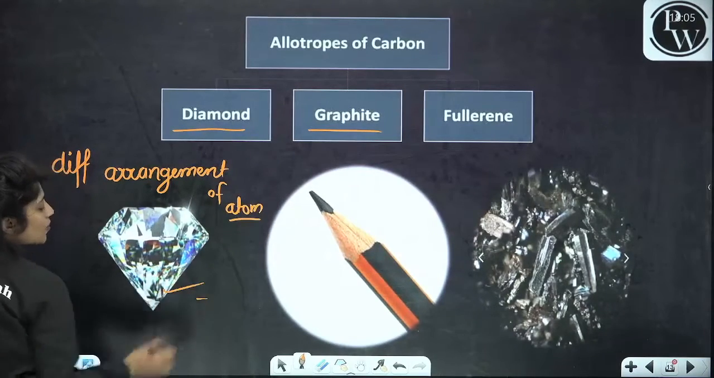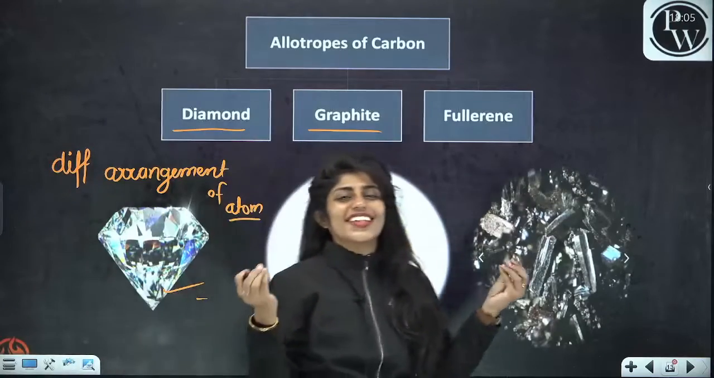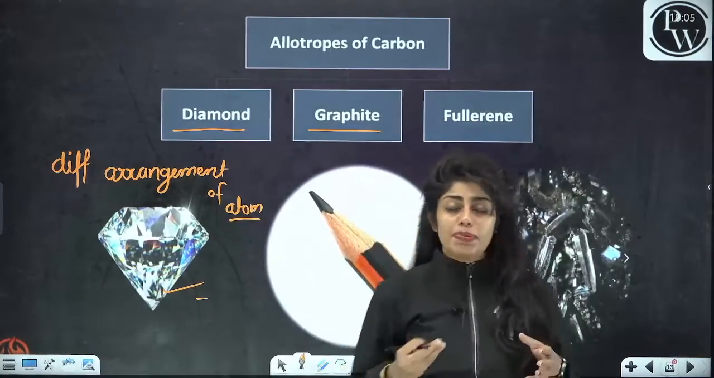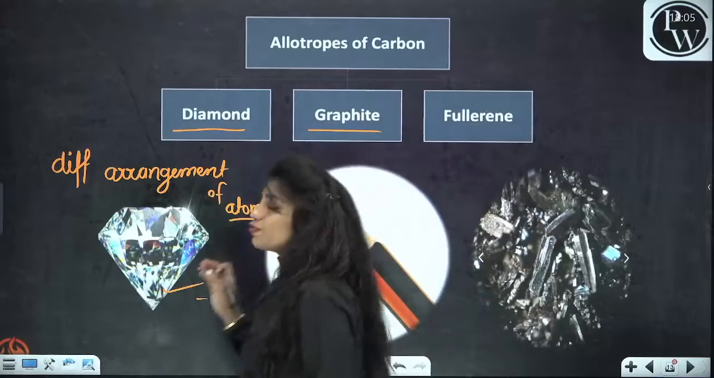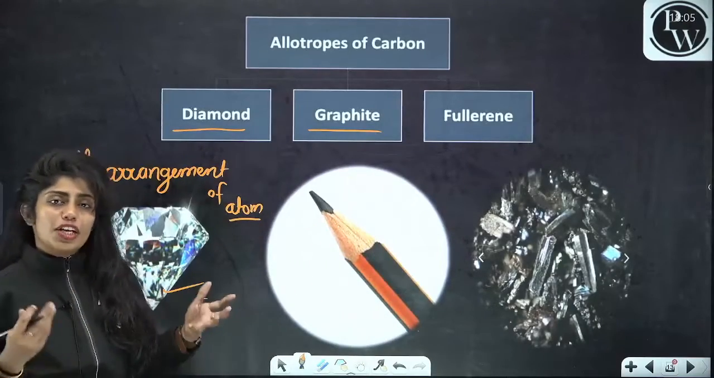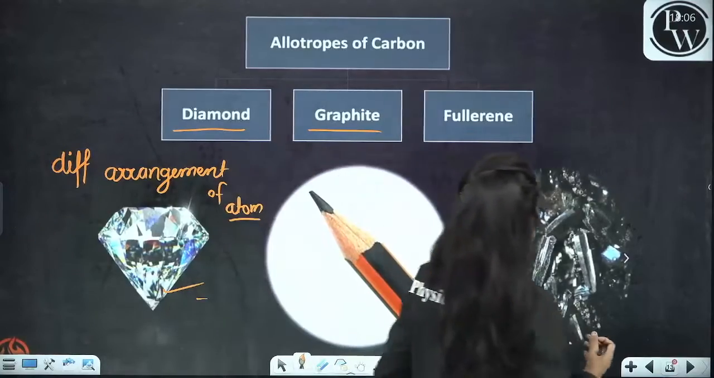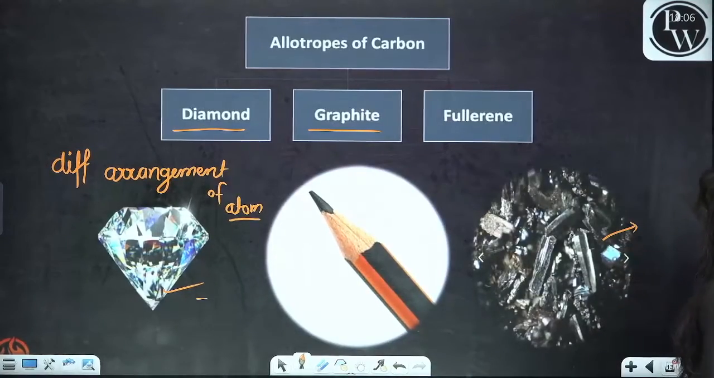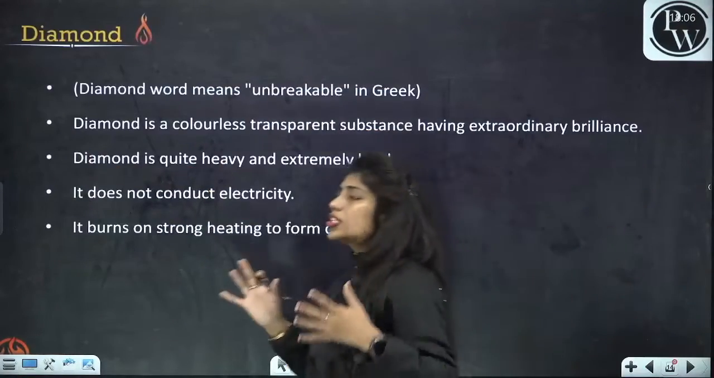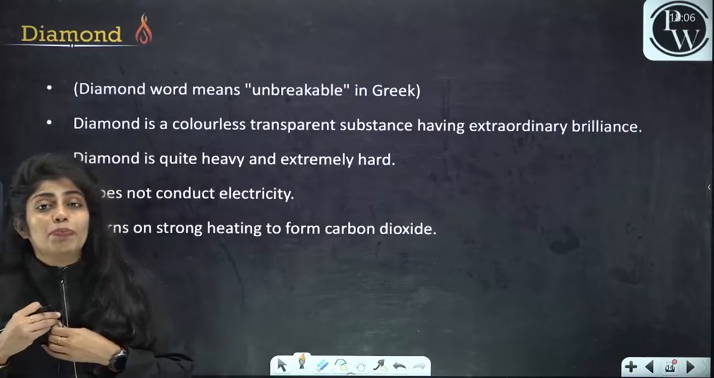Now you can see diamond, the most precious and the hardest substance on this planet. Next we have the graphite in the pencil lead. We generally see and use it since so long, and then we have the fullerene. Now we are going to study them one by one and their properties as well.